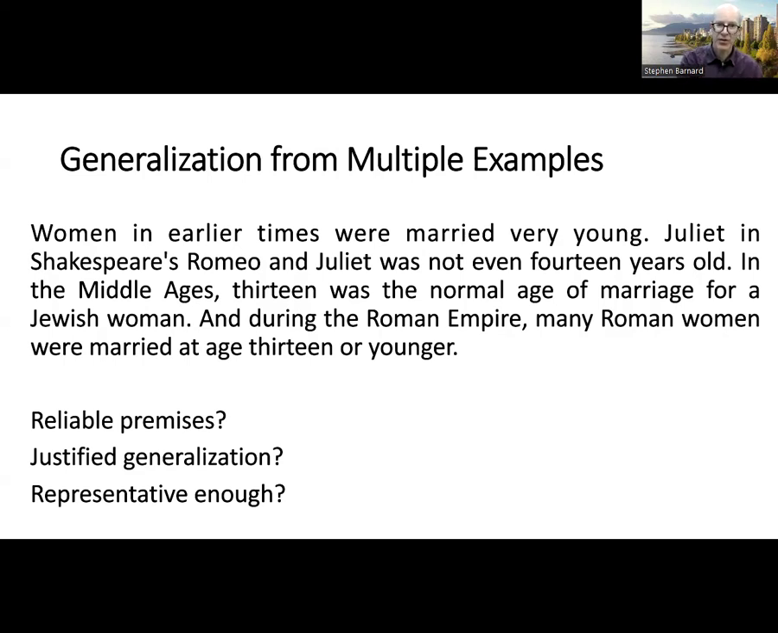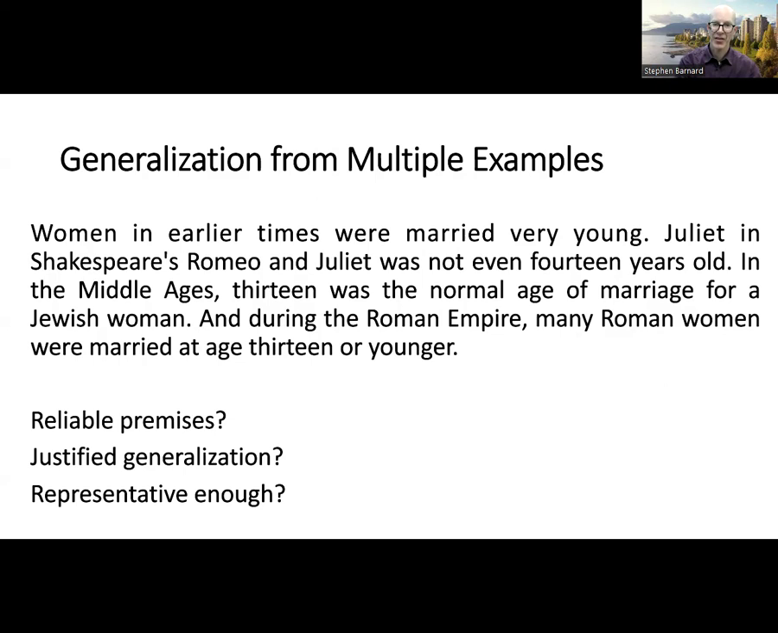The second example is in the Middle Ages. 13 was the normal age of marriage for a Jewish woman. Okay, in this case, we're looking at a particular minority culture in a different period of time. Now we're in the Middle Ages, and we're not looking at Western European culture. We're looking at Jewish culture. In this case, too, we have a female who's been married relatively young.